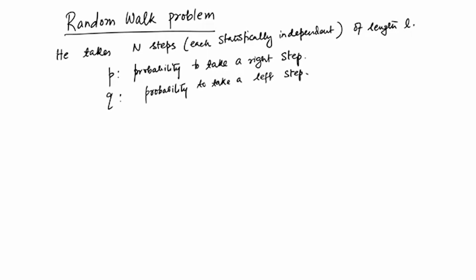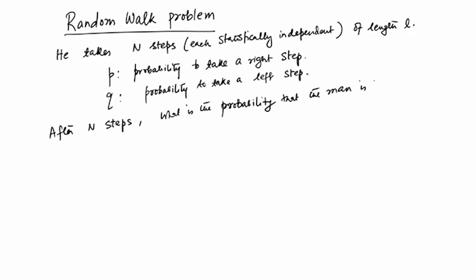And they are independent of each other. Okay. And so, we ask this question: after n steps, what is the probability that the man is at a location given by x equal to ml? L is, as I said, each step length, and m is an integer.